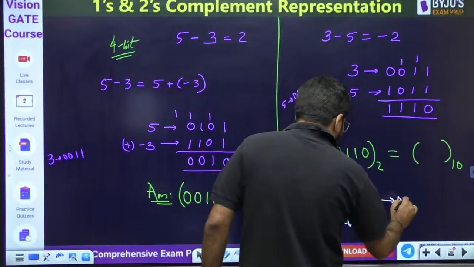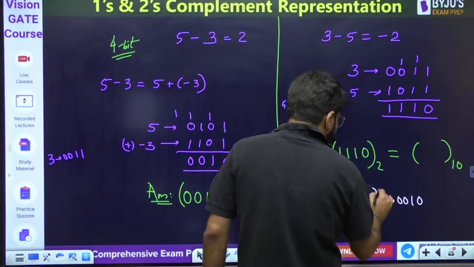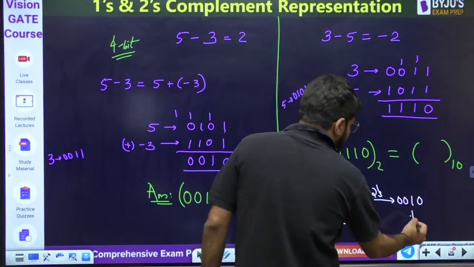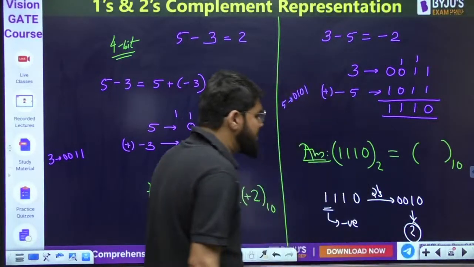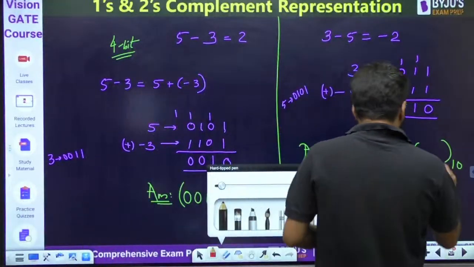So 0, 0, 0, 1 plus 1. This was the 1's complement, so that becomes the 2's complement. And this is 0, 0, 1, 0, which is 2. But the sign is negative. So what is the decimal value? Minus 2.